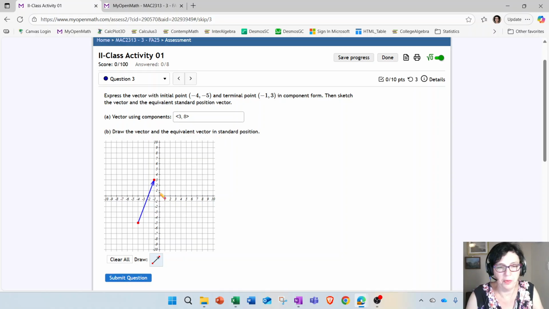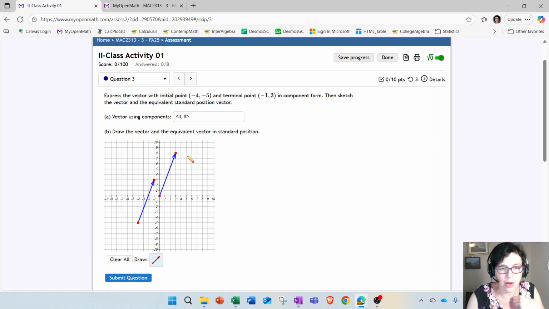Now, what about the equivalent vector starting at the origin, or the standard position? Well, we're going to start it at the origin. And because it has to have exactly the same length and same direction, we're going to go 3 to the right, because we know that the components are 3, 8. So we're going to go 3 to the right and 8 up.